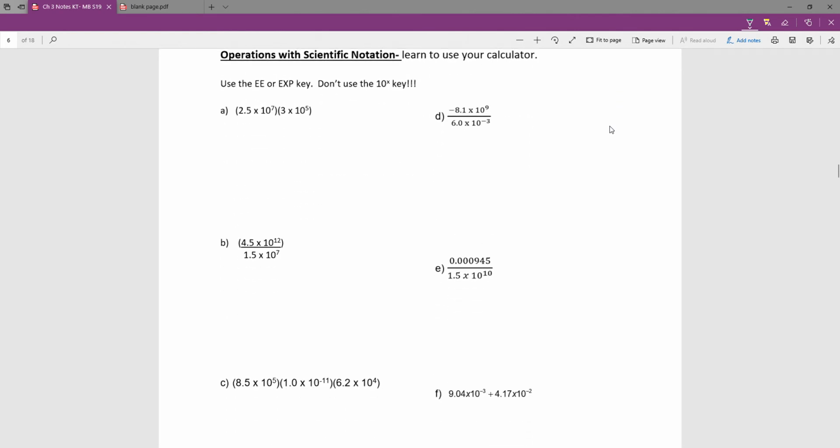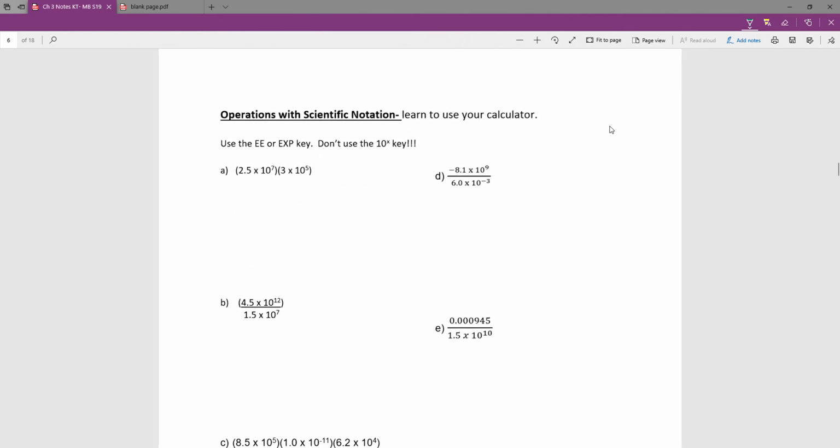So using your calculator with these is really important. Your calculator will have an EE or an EXP button. It will also have a button that looks a lot like scientific notation. It will work 95% of the time, but don't use it. So if you see a button that looks like that, don't use it. If you're in class, we can take a look at each other's calculators and help each other out.